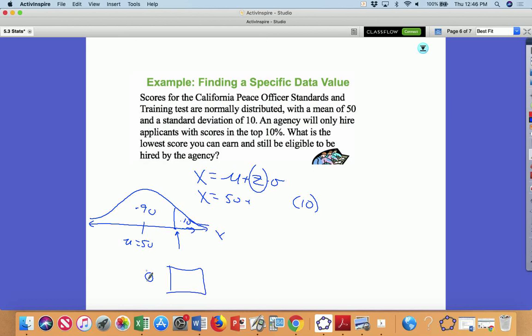Z-score of average is 0. Z-score of above average at the 90th percentile is what? Look it up. Look up 0.9000, and that would be your z-score that you're going to use. It's in between, so look in your table for it. You're looking up an area of 0.9000, and the closest you should be able to come to is 0.8997, I think.